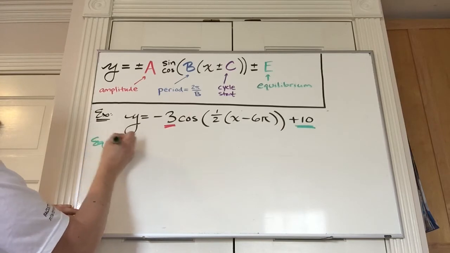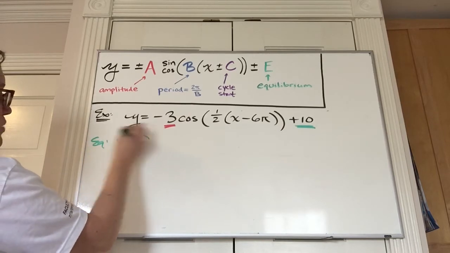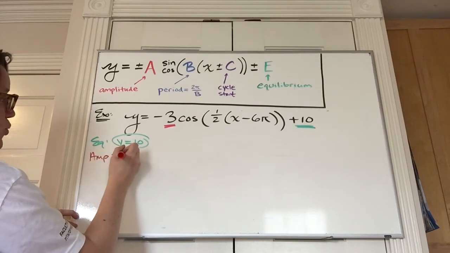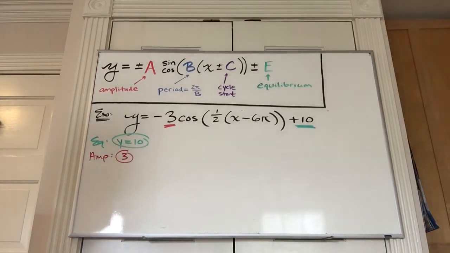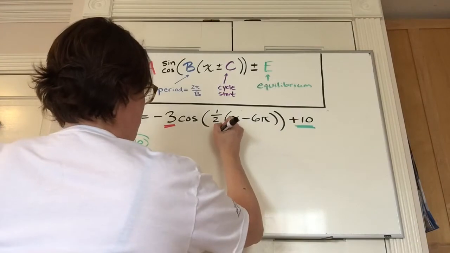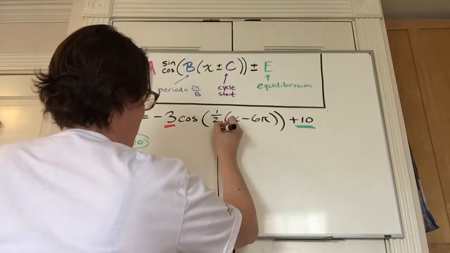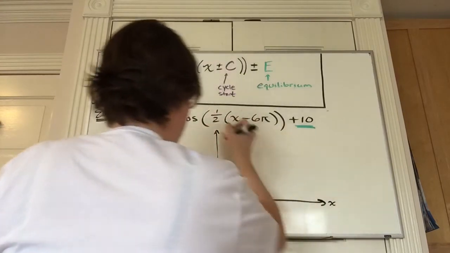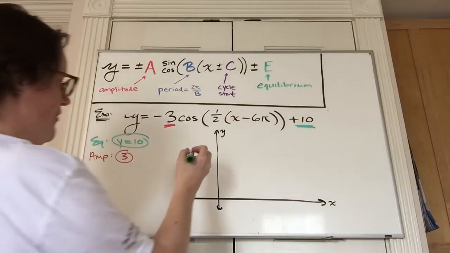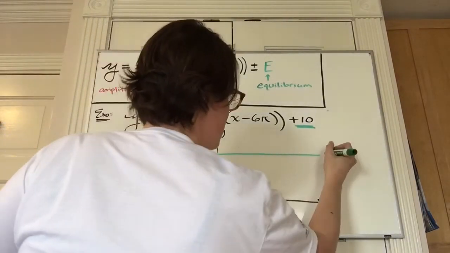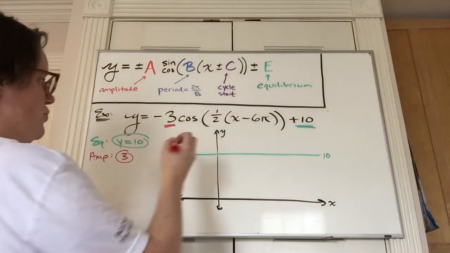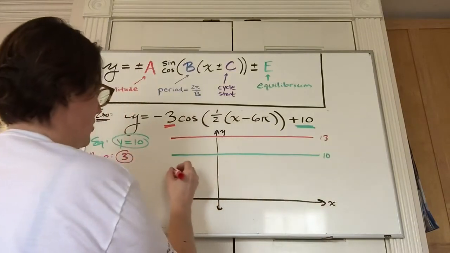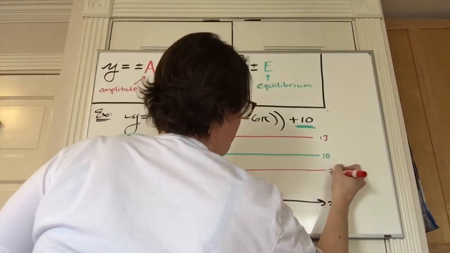So my equilibrium line is at y equals 10. The amplitude of this graph, the stretch away from that, is 3. So I'm getting started with my graph. I can draw a little x-axis and y-axis, and I can make my average output 10. I know this graph stretches 3 above that to 13, and 3 below that down to 7.